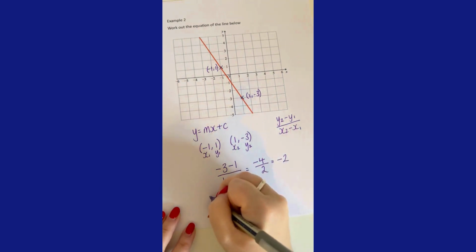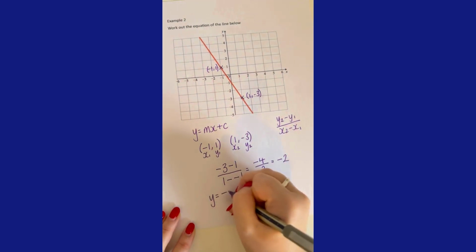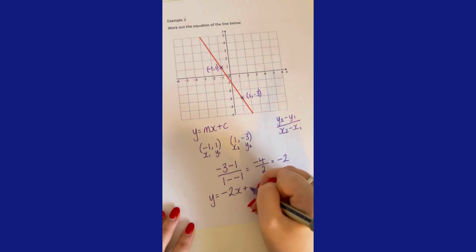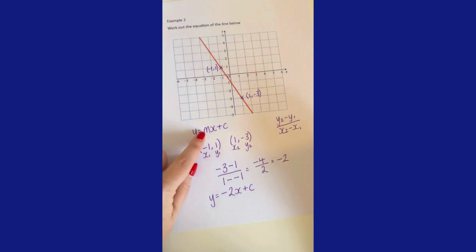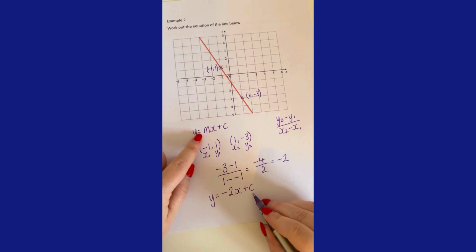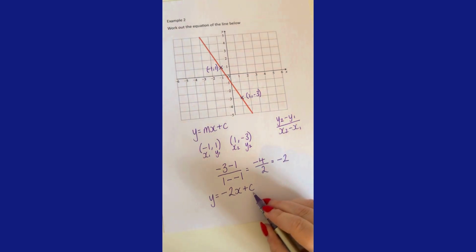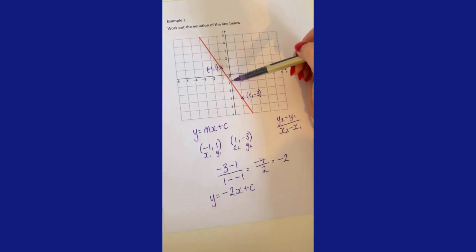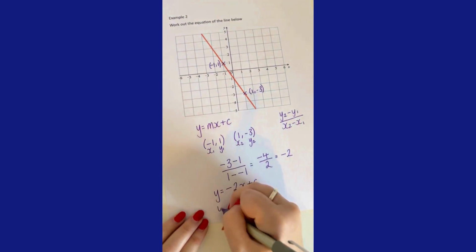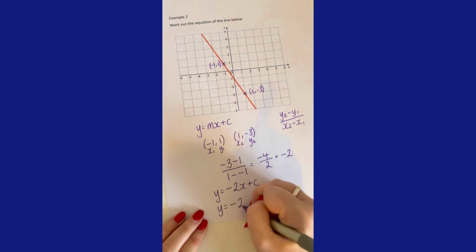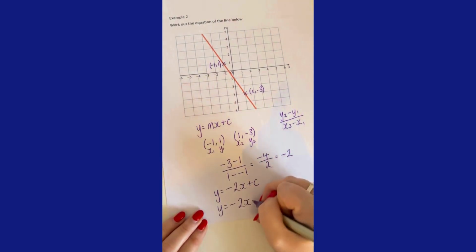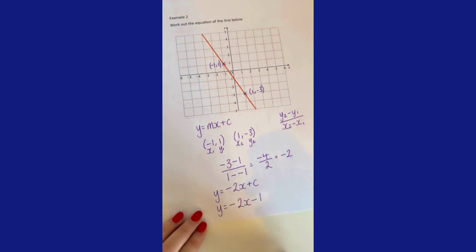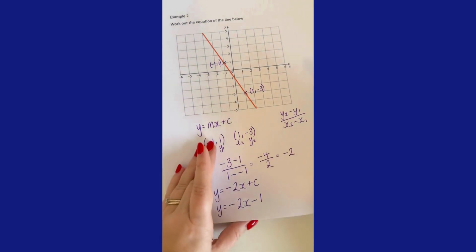So what I can then do is say y equals minus 2x plus c. I'm just replacing my m value here with my calculated gradient, which I have found to be minus 2. Now my c value is where that line, like I said, crosses my y-axis. Because I've got a graph here, I can see it nice and easily. It crosses here at minus 1. So all I'm going to do is say y equals minus 2x, and my c value, minus 1. And there we have our equation of that line.